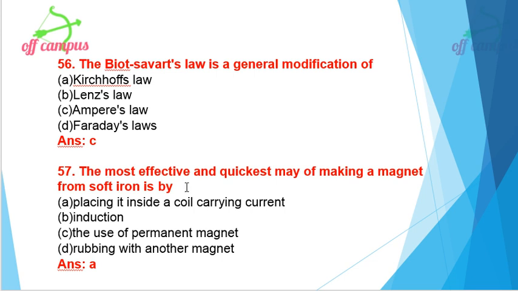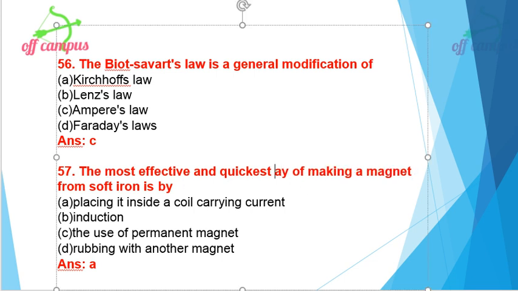Okay. The most effective and quickest way of making a magnet from soft iron is, what we need to do? The most effective and quickest way of making a magnet from soft iron is by placing it inside a coil carrying current, induction, the use of permanent magnet, or rubbing with another magnet. Which one is the most effective way? So, placing it inside a coil carrying current. Option A is the right option.